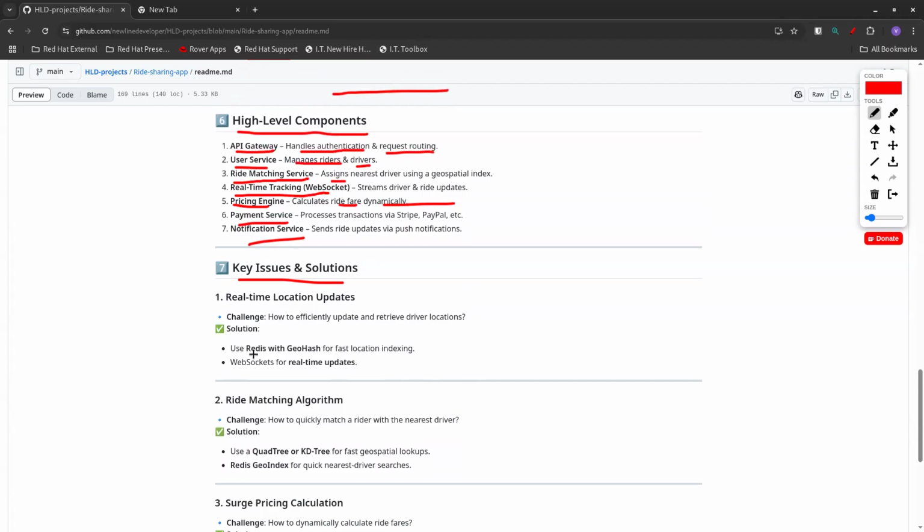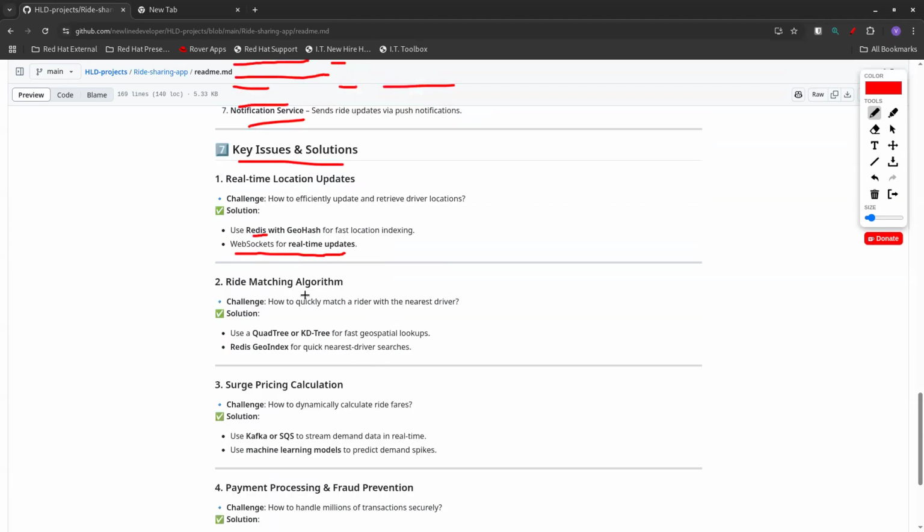We can use Redis with GeoHash for fast location indexing, and sockets for real-time updates. These are the things we can use for effectively updating the driver location. Okay, and then the ride matching algorithm.